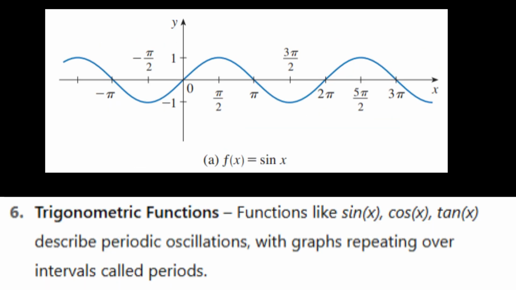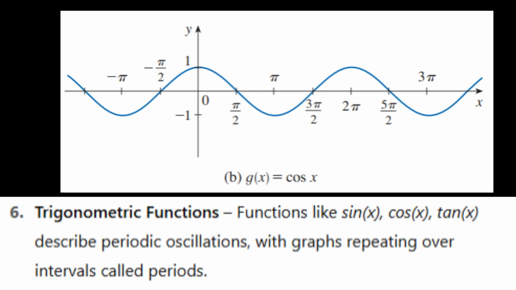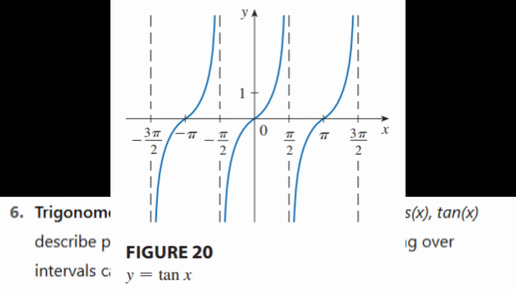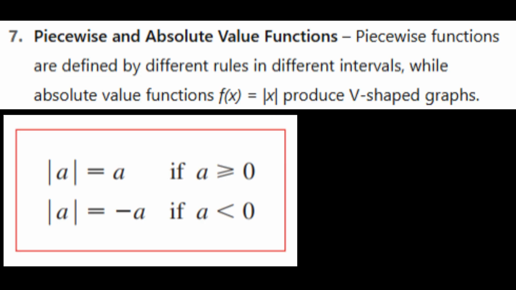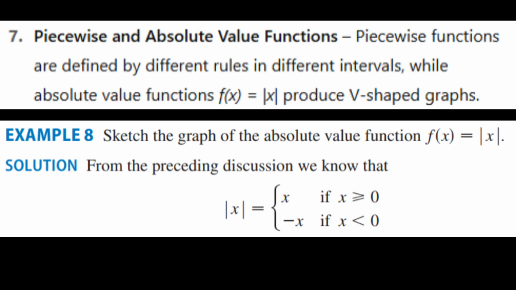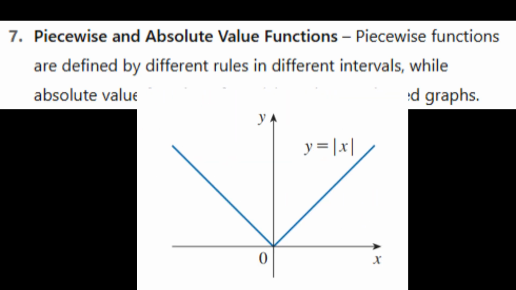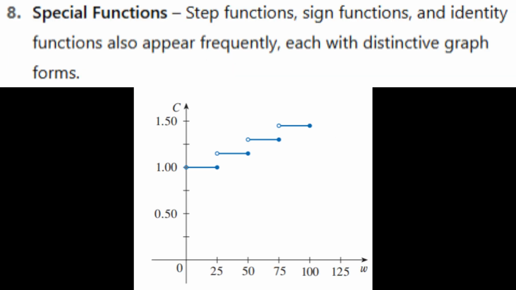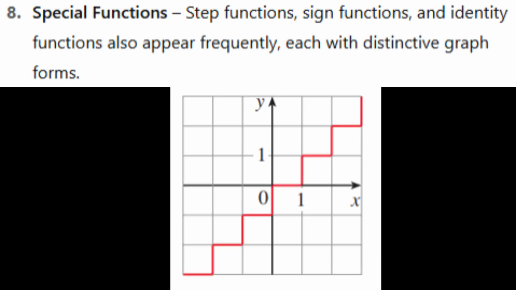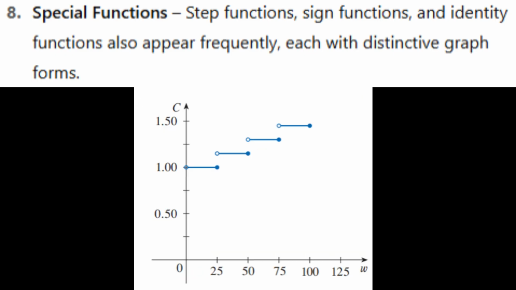6. Trigonometric functions. Functions like sin x, cos x, tan x describe periodic oscillations with graphs repeating over intervals called periods. 7. Piecewise and absolute value functions. Piecewise functions are defined by different rules in different intervals, while absolute value functions, f(x) = |x|, produce V-shaped graphs. 8. Special functions. Step functions, sign functions, and identity functions also appear frequently, each with distinctive graph forms.